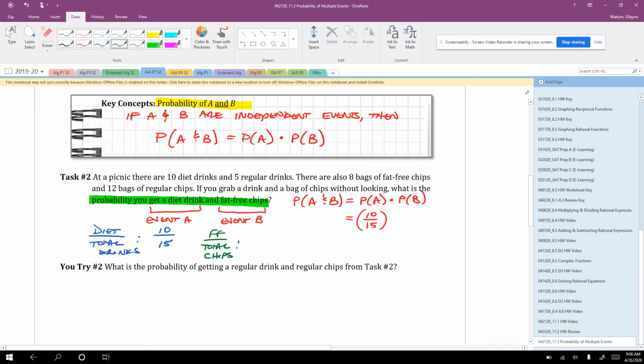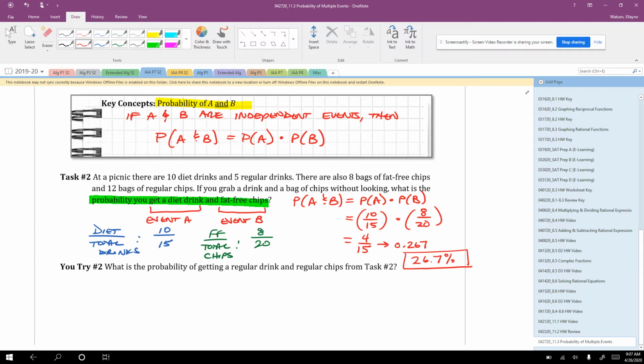How many fat-free are there? There's 8. How many total chips? 8 plus 12, 20. So we're going to put that over here. Okay, then we're going to use our calculator to multiply these out. And we're going to get 4 over 15, which as a decimal is 0.267. So as a percent, it's 26.7%. And that's rounding to the tenth on the decimal. Okay. All right, go ahead and try the next one on your own.